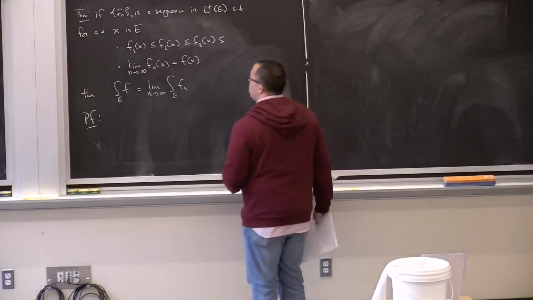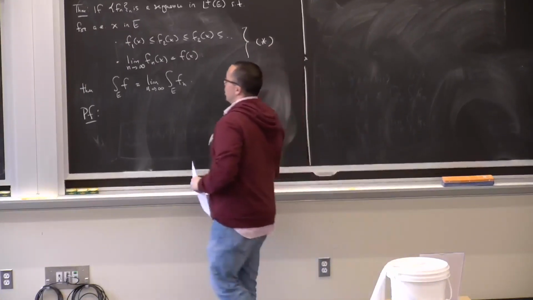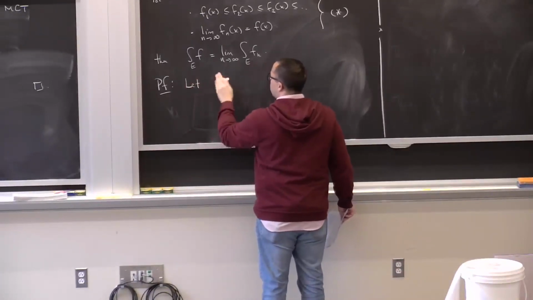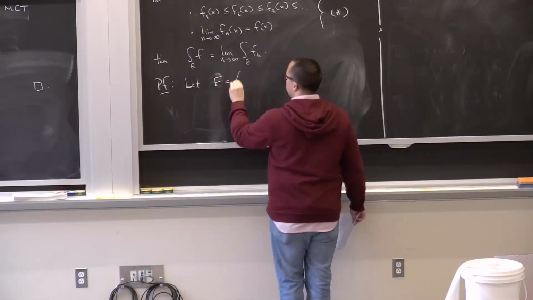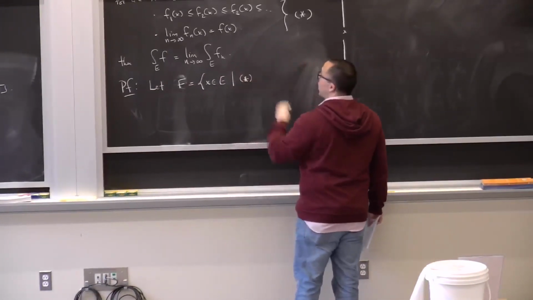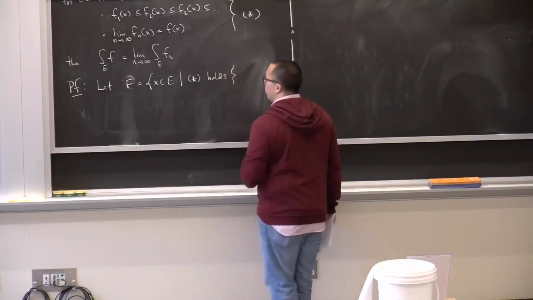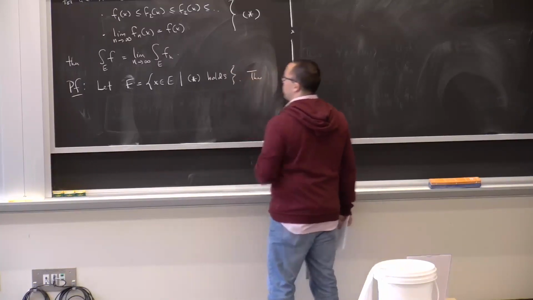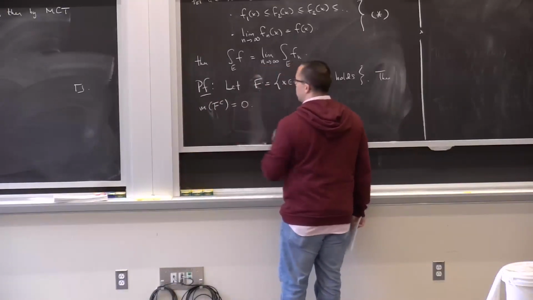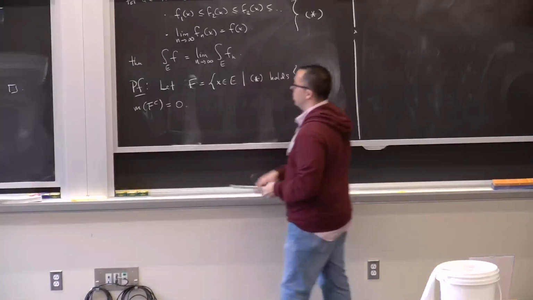Okay. So call these two conditions star. Let capital F be the set of all x's in E such that the f n's are increasing to f, so star holds. Then the measure of the complement is, by assumption, equal to 0. And I should say here the complement in E. So I should say E take away F.